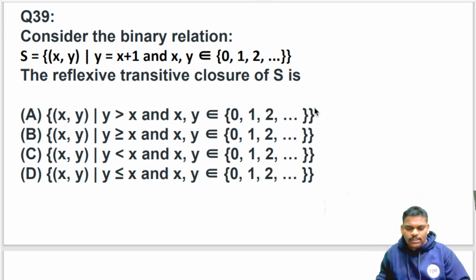Remember, this is the operation. n star m is equal to max of n comma m.